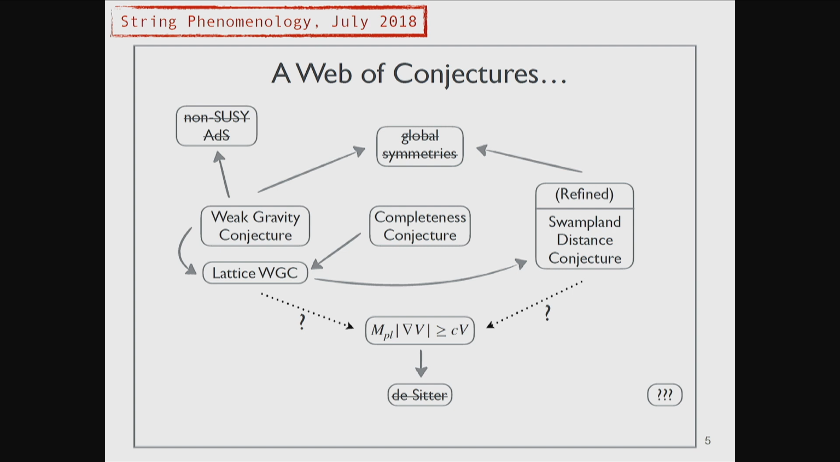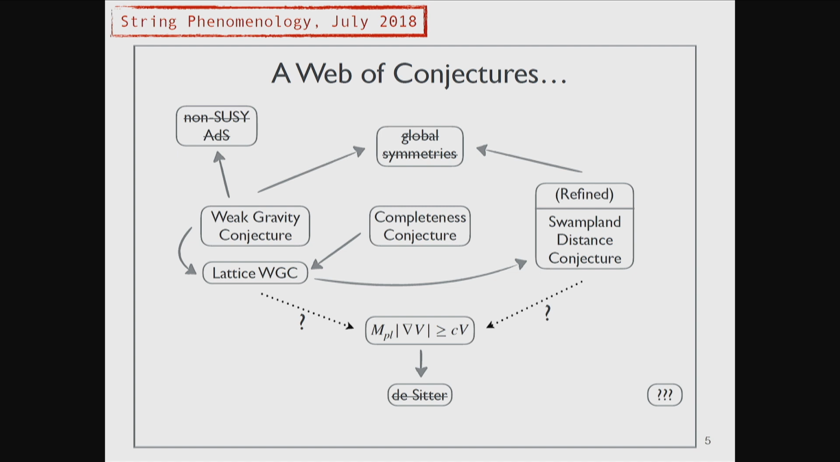So quite recently there's also been some attention to this de Sitter conjecture, that the gradient of the scalar potential in the string compactification has to be, in Planck units, bigger than some order 1 number times the potential itself, which would exclude de Sitter vacua. So quite a provocative statement. So that's also why people were so interested in this.